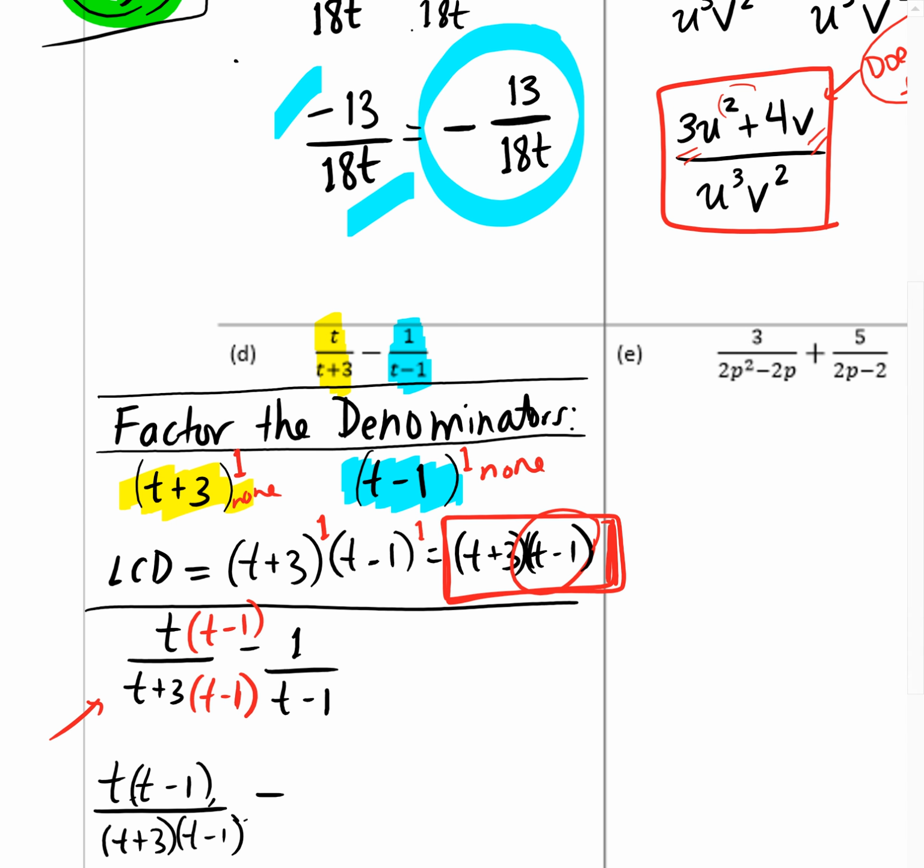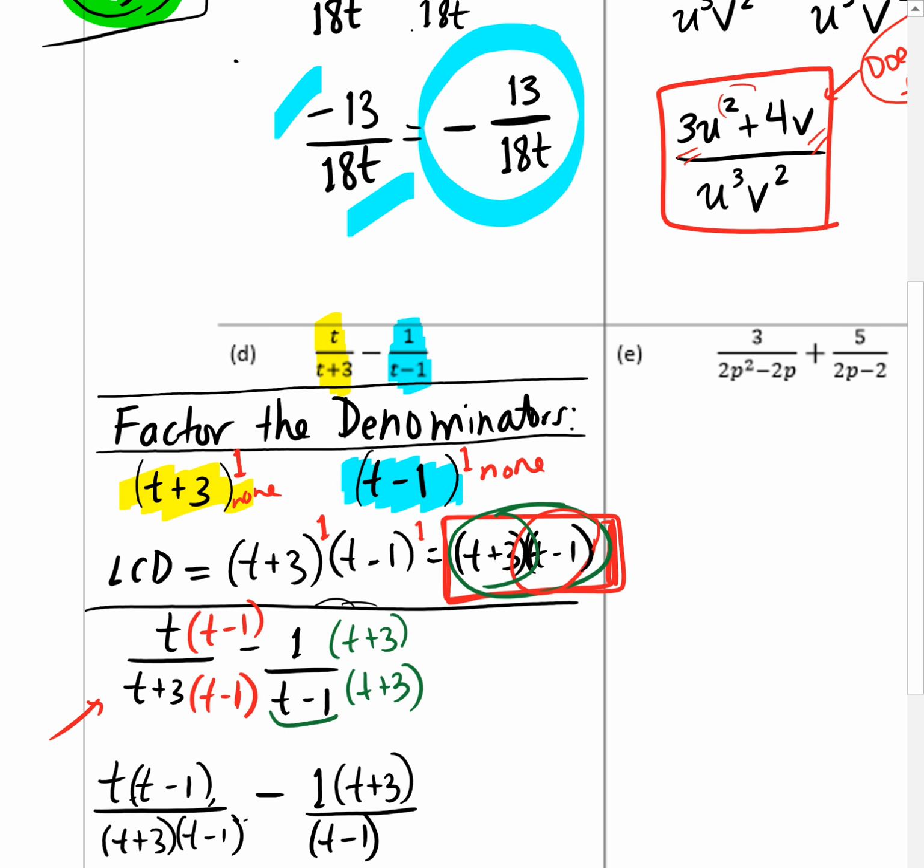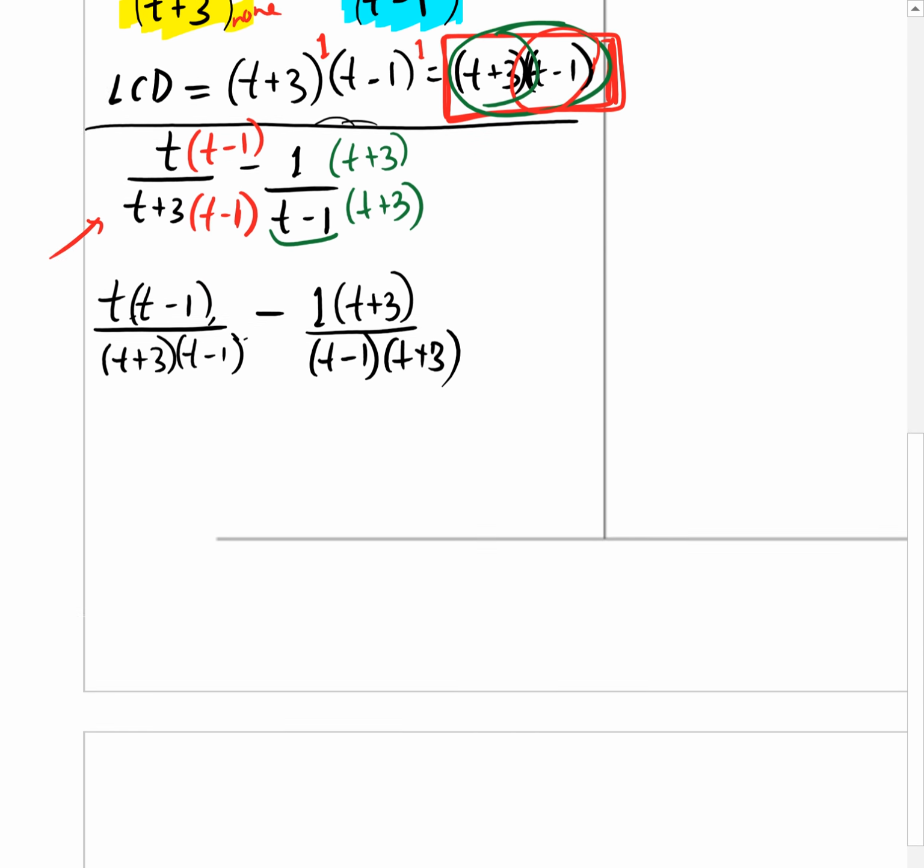Now let's look at the second fraction. He has the t minus 1 in his denominator, but he's missing the t plus 3. So he needs to be multiplied by t plus 3 here. That way his numerator becomes 1 times t plus 3. You could just write t plus 3 if you want, but I left the 1. And then t minus 1 times t plus 3 is their common denominator now.